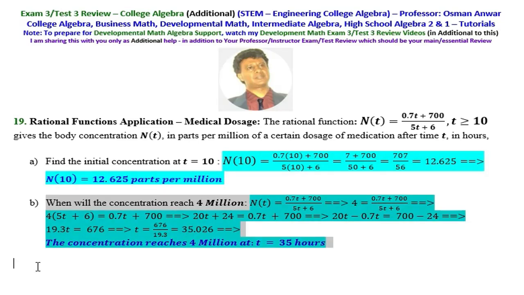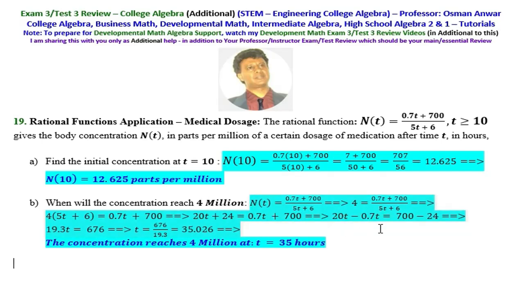B, when will the concentration reach 4 million? That is n of t equals 0.7t plus 700 over 5t plus 6. That is n of t is 4 million equals 0.7t plus 700 over 5t plus 6. This 4 is 4 over 1, so do cross multiplication. That means 4 times 5t plus 6 equals 1 times 0.7t plus 700. That is 20t plus 24 equals 0.7t plus 700.